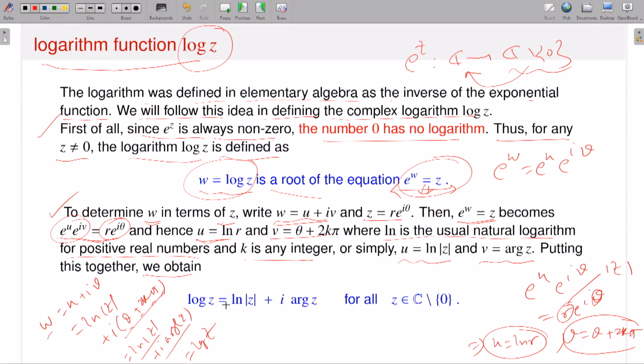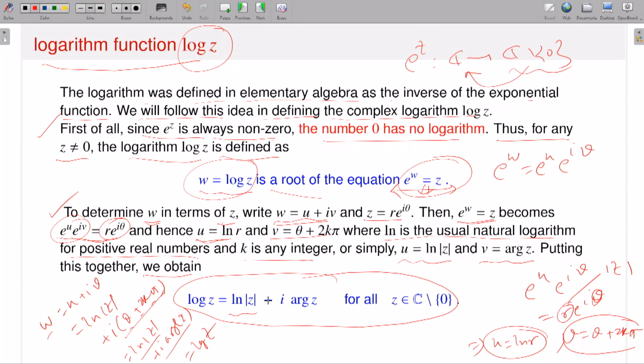Now, just solving the equation: which w satisfy e to the power w equal to z, given z is fixed, which is r e to the i theta? It turns out that your small log of z is that kind of expression. So given z, I am defining small log of z, which is ln of mod z, the real logarithm, plus i times small arg of z.